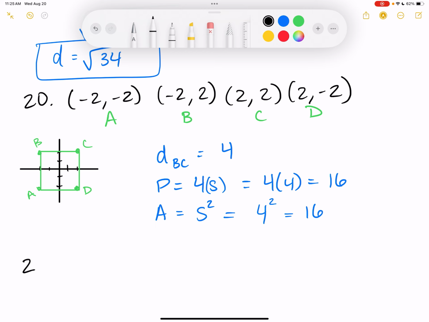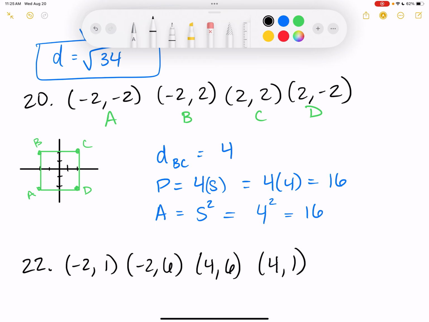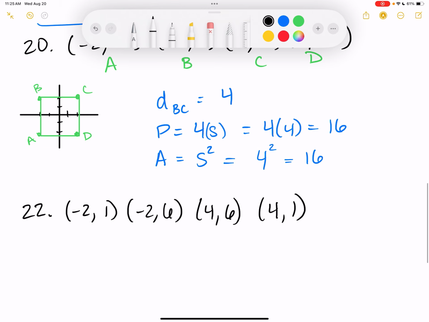Next: (-2, 1), (-2, 6), (4, 6), and (4, 1). Do we know what shape this one is just by guessing? Rectangle. Yep, probably a rectangle. Put it on here just to confirm.